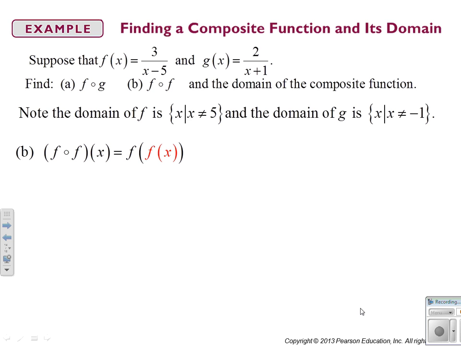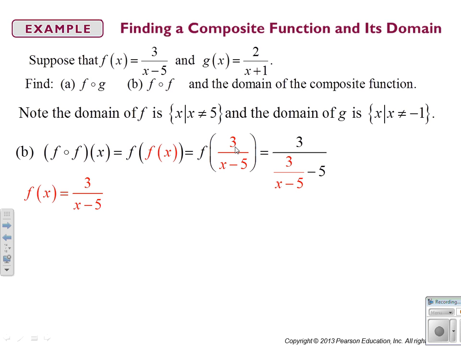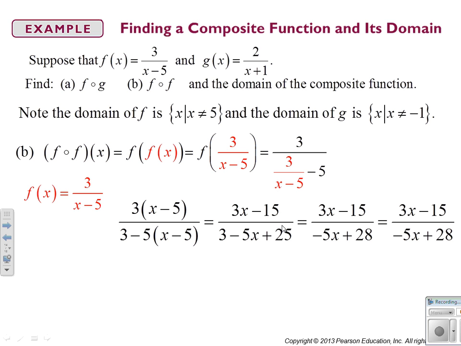So one more: f of f of x. This may sound crazy, but we're going to take our f function, take out the x, put parentheses, and put a whole other f function inside those parentheses. So where this x is, I'm going to take it out and put a 3 over x minus 5 right here. Then I follow the same process as before. I multiply the top and bottom by x minus 5. Simplify, simplify, simplify, and get 3x minus 15 over -5x plus 28.